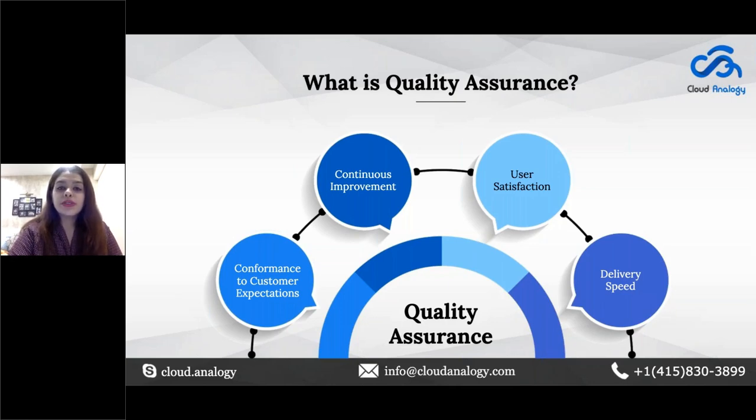So quality assurance basically helps us in ensuring conformance to customer satisfaction. It helps in providing and maintaining continuous improvement of the product. It ensures user satisfaction, and it helps us in maintaining the delivery speed.